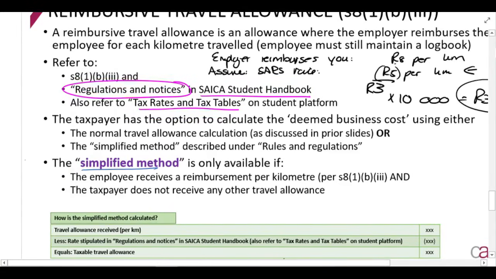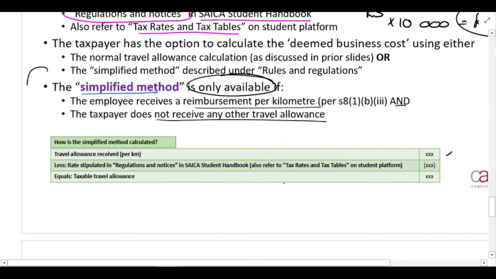However, please note that this simplified method is only available if you received a reimbursement per kilometer and you did not receive any other travel allowance. So what happens in some places is they will say to you, you get a travel allowance of 1,000 rands per month, and then we reimburse you 8 rands per kilometer. If that happens, the reimbursive method is not available to you. It must only be that your employer reimburses you for kilometers traveled. So then it's an allowance per kilometer, less the rate stipulated in regulations and notices. Again, guys, this changes every year, and you will be provided with that.